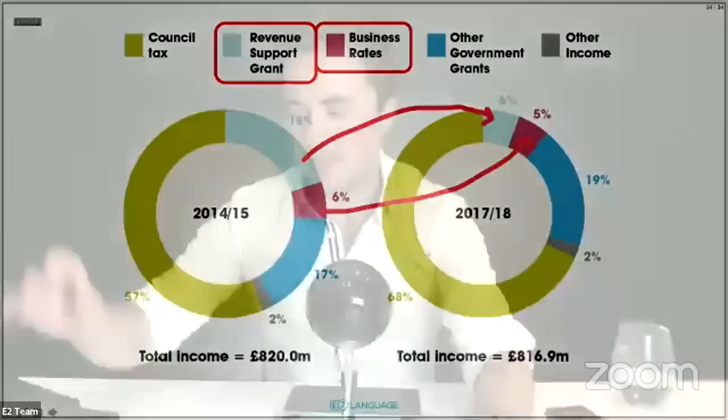All right, let's have a look at some of these sentences. Cool. All right, here we go. So, revenue support grants significantly dropped by 2/3. Also, business rates slightly dropped by 1%. Good. Okay, good. That's fine.